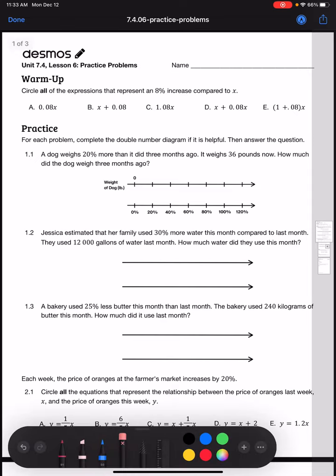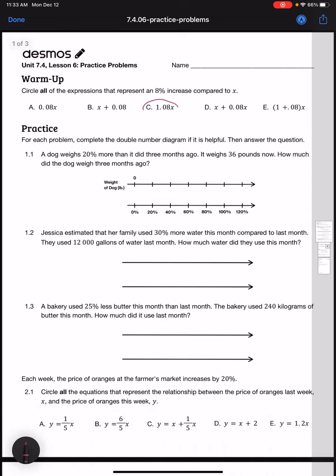However, C looks much better to me because I have my 100% plus an 8%, and now I can multiply it. Same thing here, 1x plus 0.08x, add them together, and the same thing for E. I have the 1 whole, the 8/100ths, and times x.